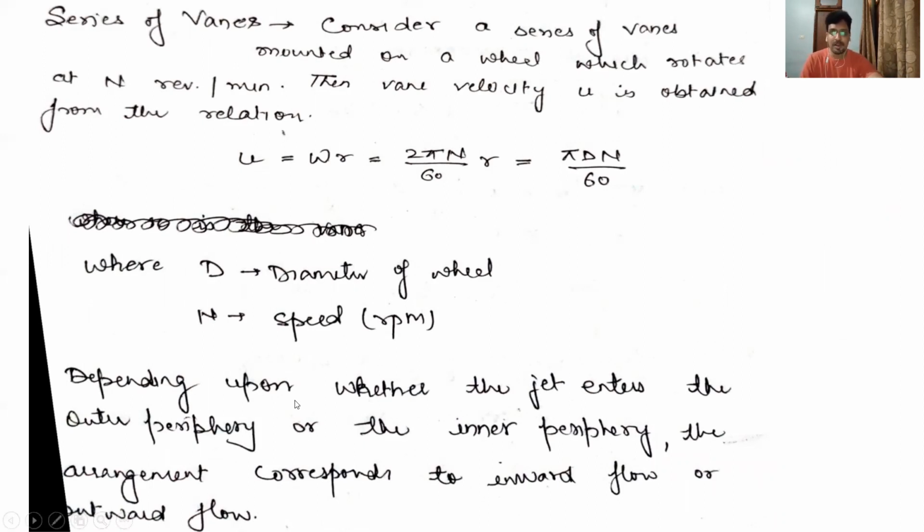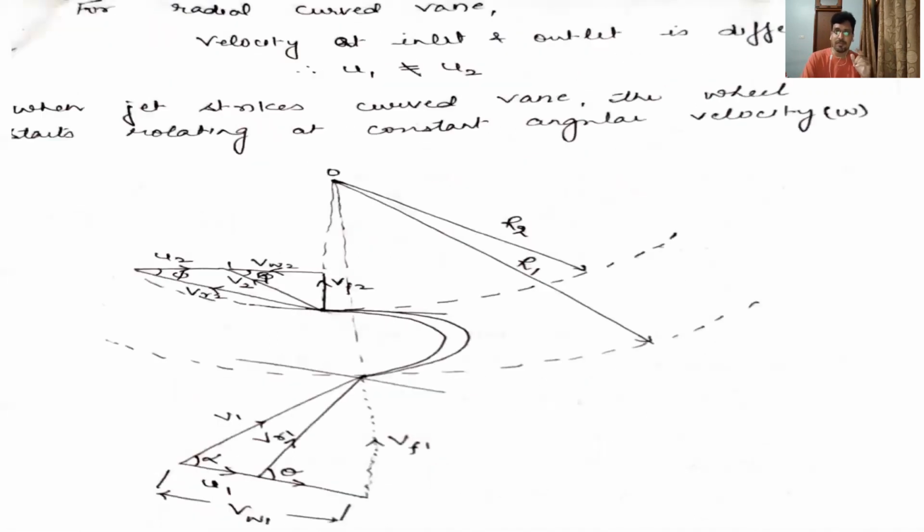Depending upon whether the jet enters the outer periphery or the inner periphery, the arrangement corresponds to inward flow or outward flow. Now this depends on, let us suppose, this is your jet, going in this direction and it is striking the center, or it is striking and coming outwards. So it will give you inward radial flow or outward radial flow. So we are taking the case of inward radial flow.